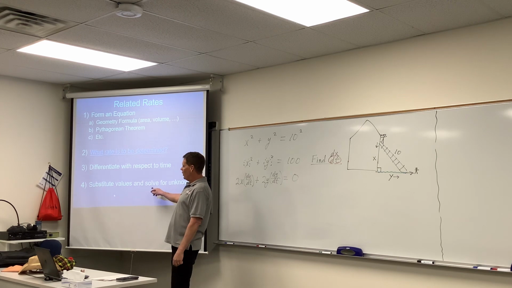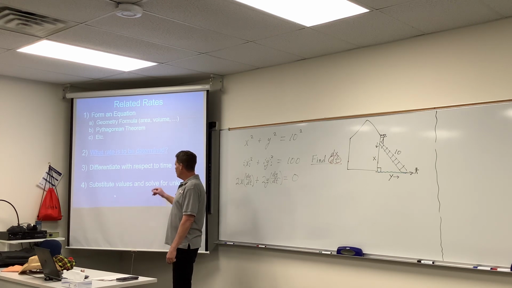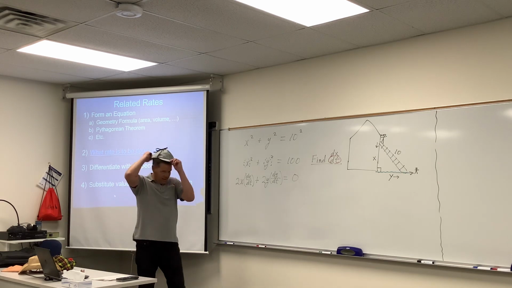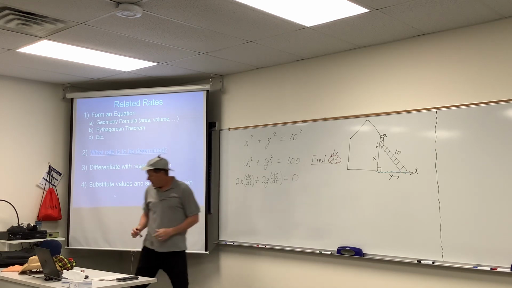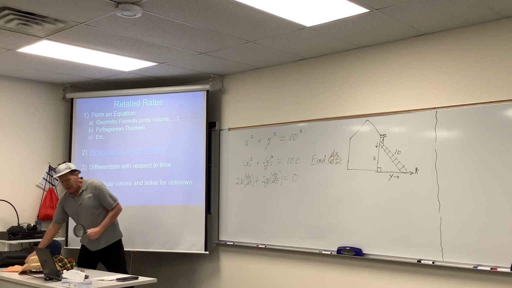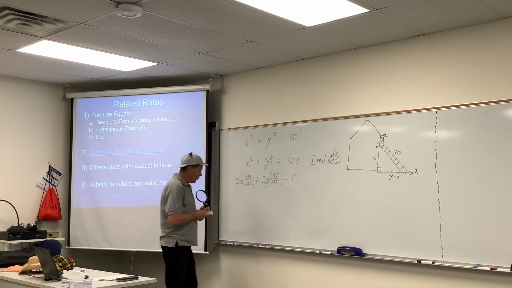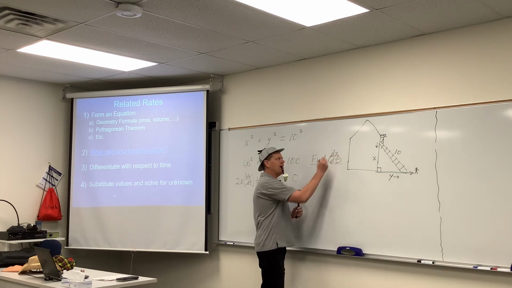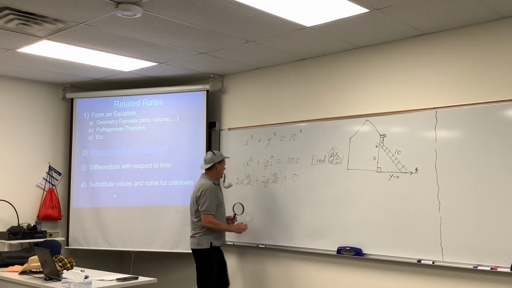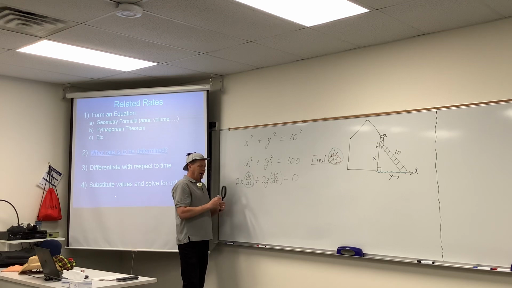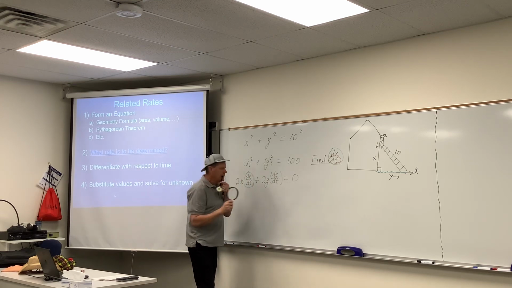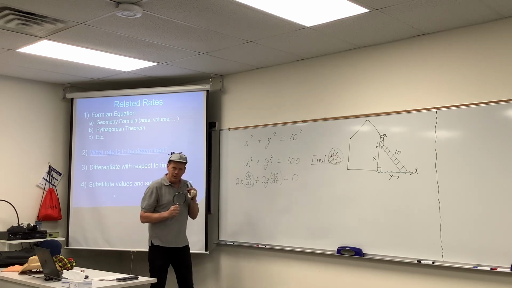We're going to read the question, substitute numbers, and solve for the unknown. So this is where we become math detectives, right? We need to read the question and figure out what we're solving for. Ah, yes. We are looking for dx/dt. So that would be this right here. All right, we're looking for dx/dt, and so we're going to leave that variable here.